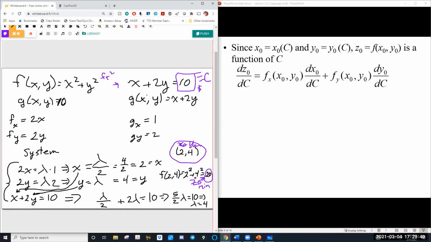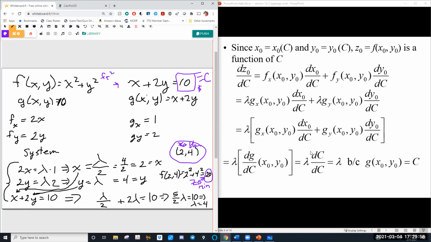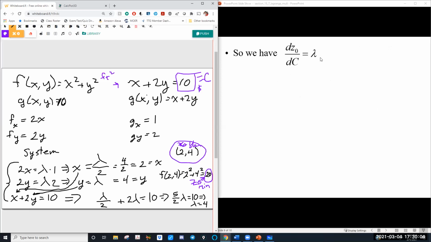So basically what we found is for a $10 budget, the minimum surface area would be 20 square feet. After we do the chain rule, what we find is that after doing all this work, lambda is equal to dz0 dc. Here's why this is so important and so cool. Think about what this notation means.